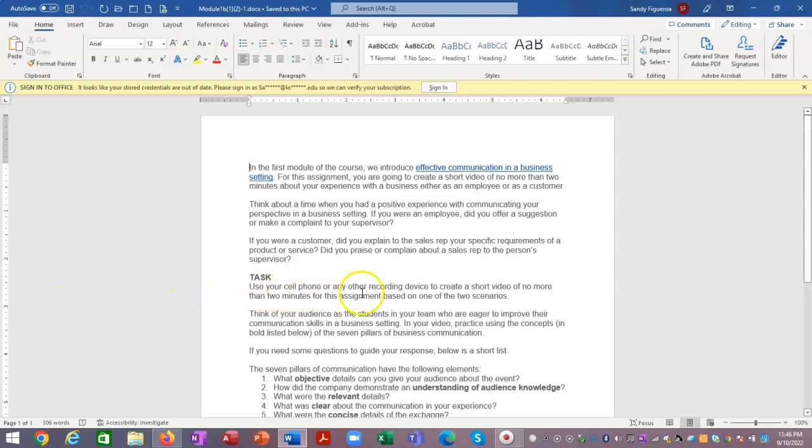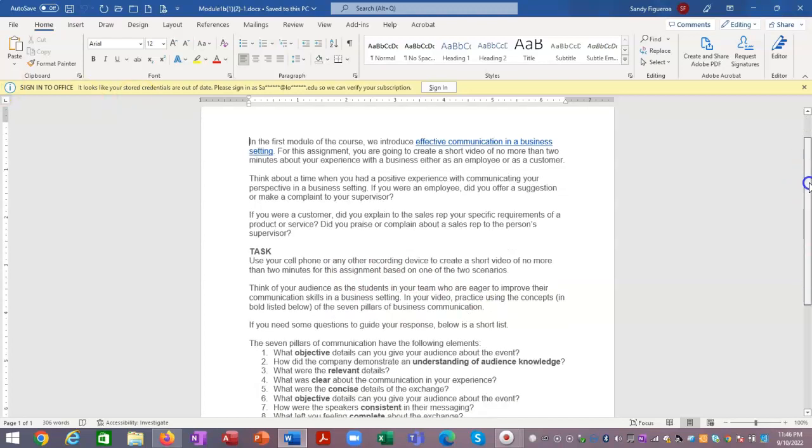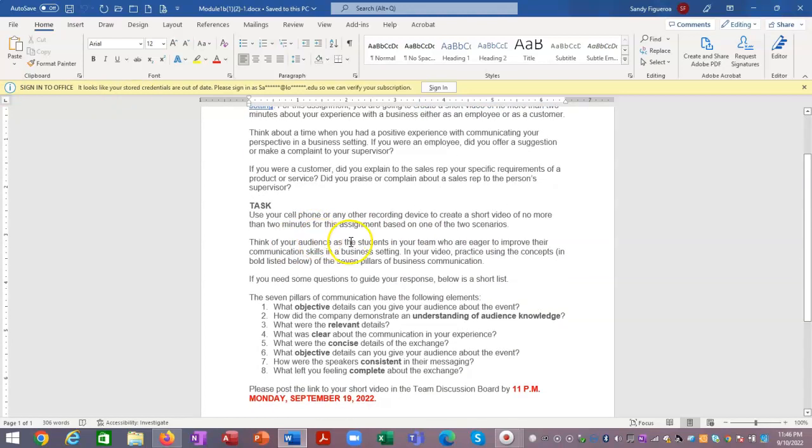Use your cell phone or any other recording device to create a short video of no more than 2 minutes for this assignment, based on one of the two scenarios. Think of your audience as the students in your team who are eager to improve their communication skills in a business setting. In your video, practice using the concepts in bold listed below of the 7 pillars of business communication. I've given you 5 on the Blackboard site, all right? But the text gives you 2 more, okay?